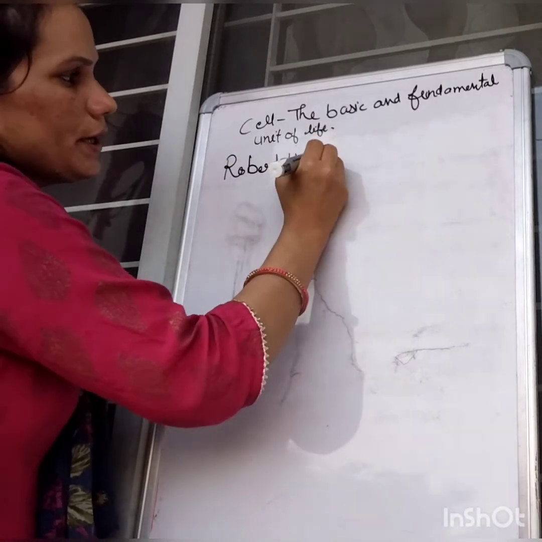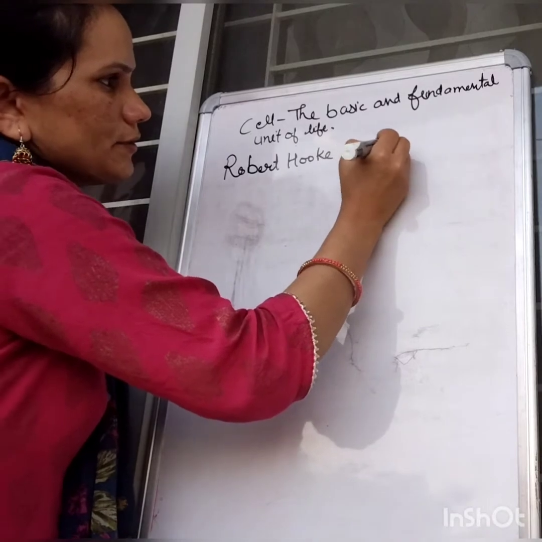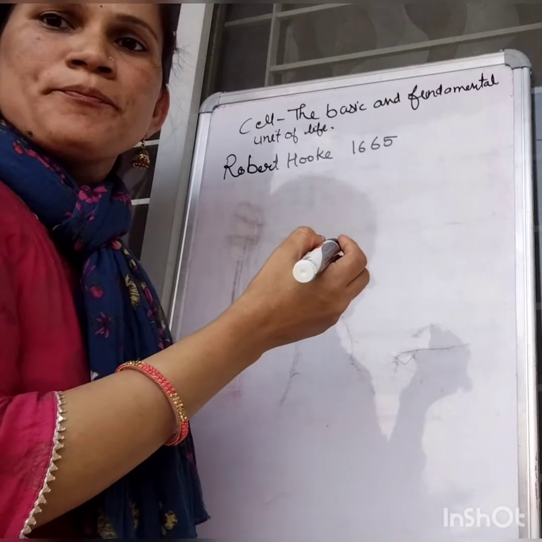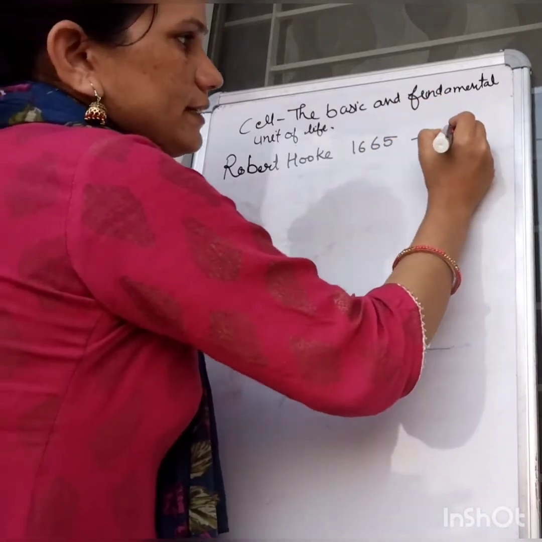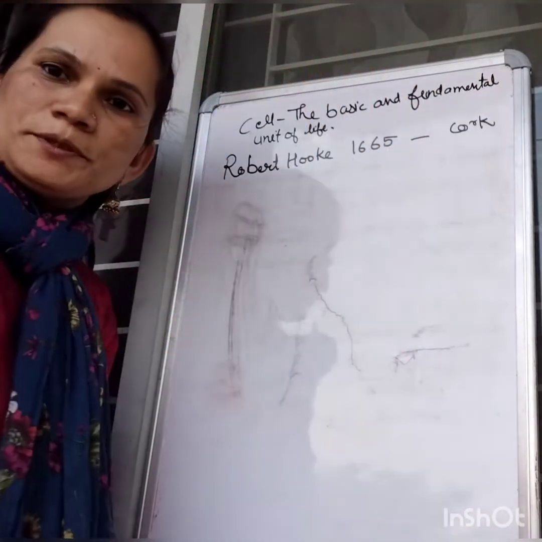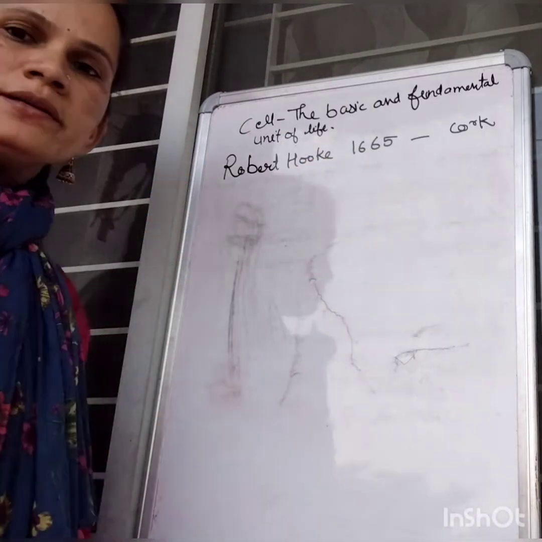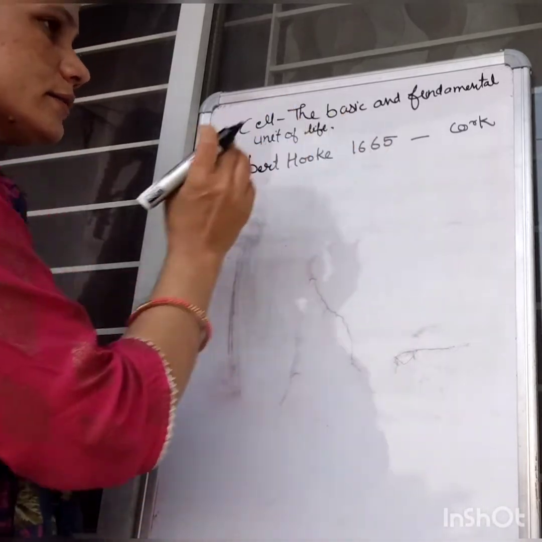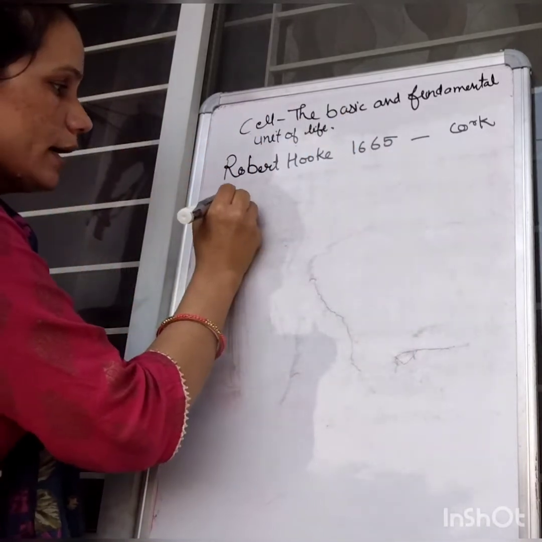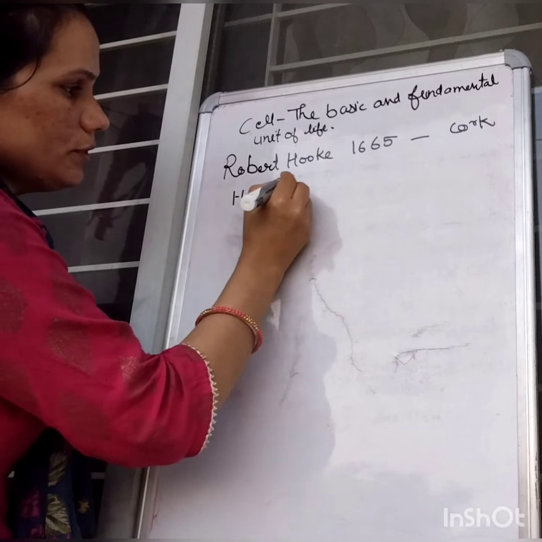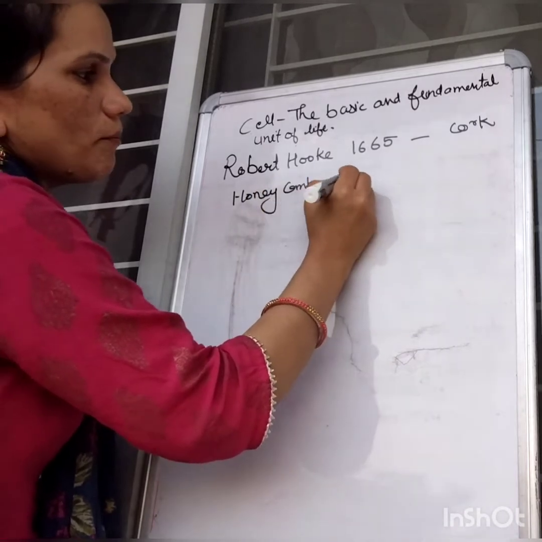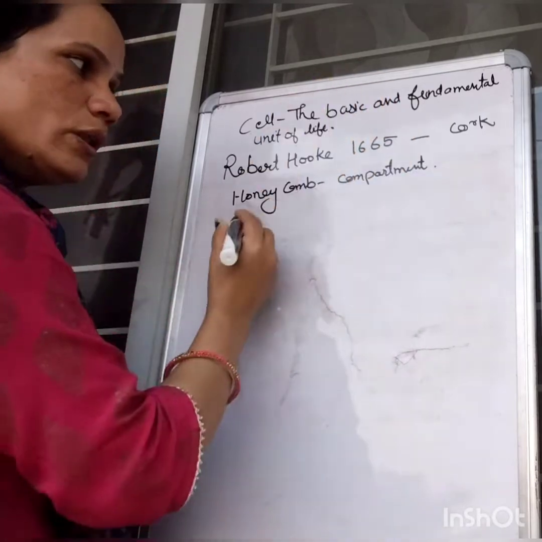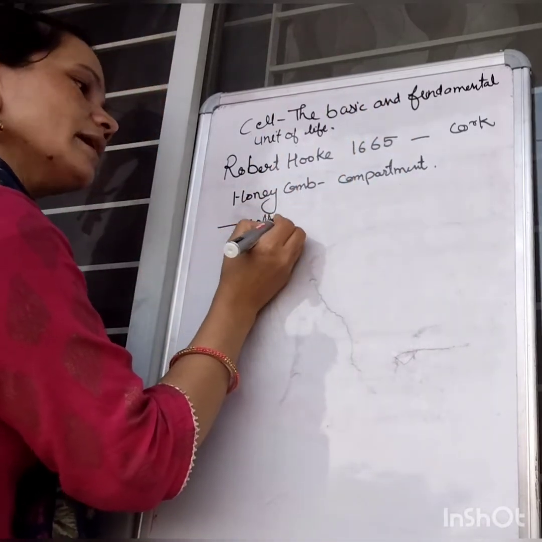Robert Hooke in the year 1665. He observed it in a slice of cork under his self-designed microscope. This cork is nothing but what we get from the bark of a tree. And this slice of cork looked something like a honeycomb, which comprises many compartments, and he called these compartments cells.